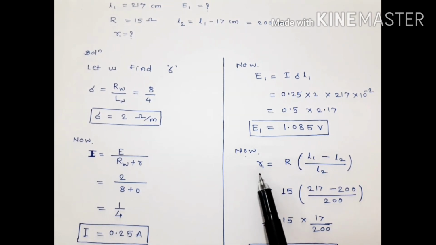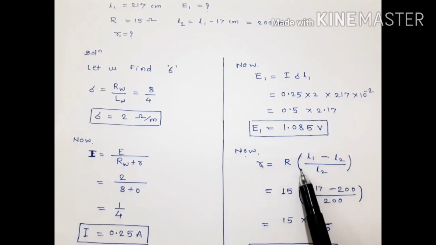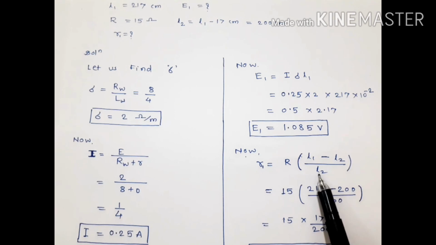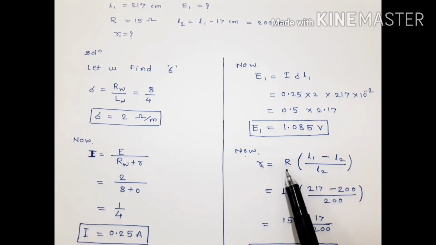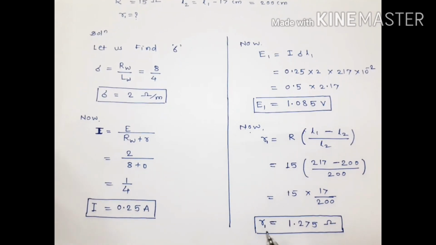Now our aim is to calculate the internal resistance of that cell. r is equal to shunt resistance R into bracket bigger length minus smaller length divided by smaller length. By putting the values of shunt resistance as well as L1 and L2, we get 15 into bracket 217 minus 200 divided by 200. By solving this step, we get small r is equal to 15 into 17 divided by 200. After that, the value of the internal resistance of that given cell becomes small r1 is equal to 1.275 ohm.